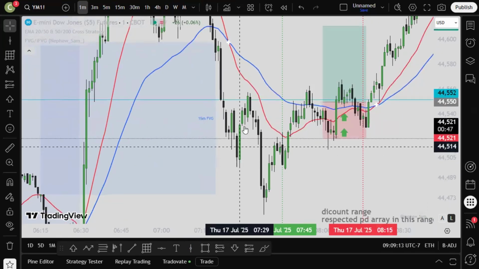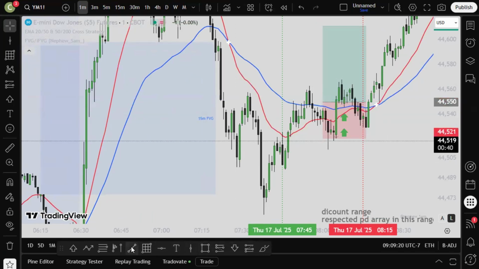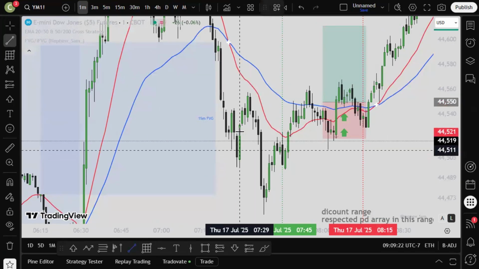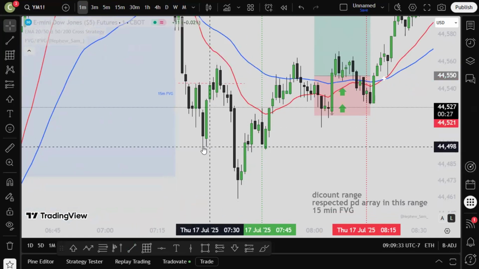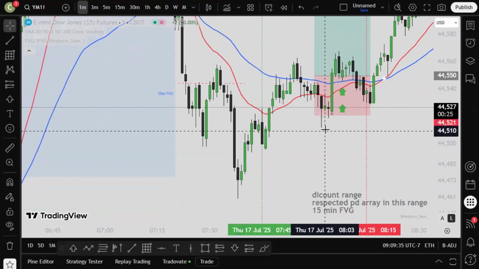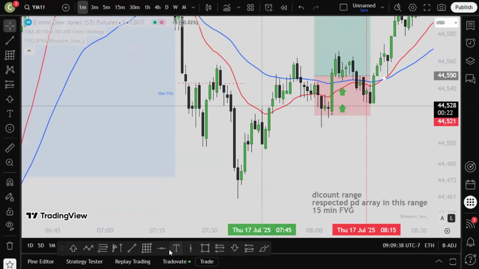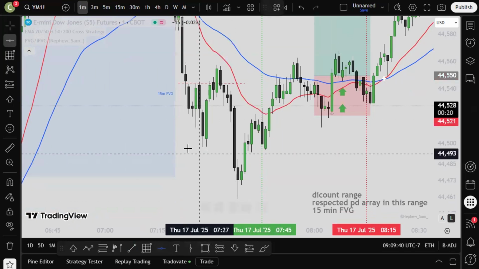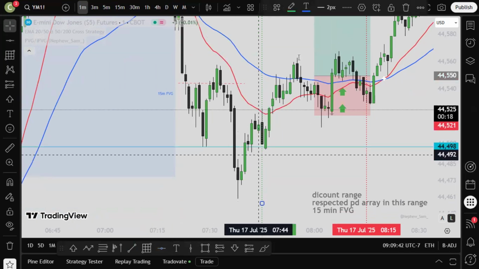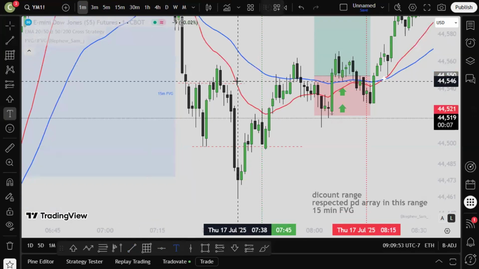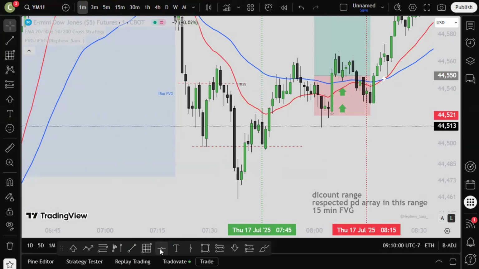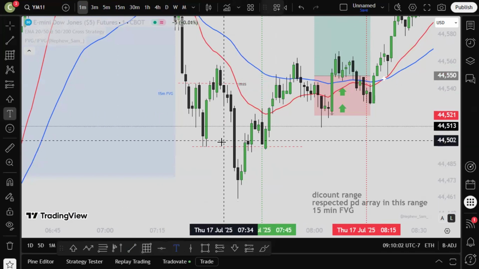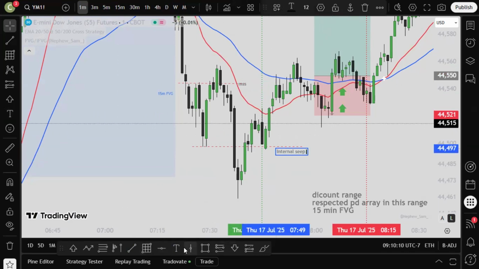session. We had price come up and we have a small market structure shift right on this candle right here. Price then returned and swept these lows right here, right before this macro inside here. So we have a sweep of liquidity right here. So you have a market structure shift. You have an internal sweep of liquidity right here on this candle.